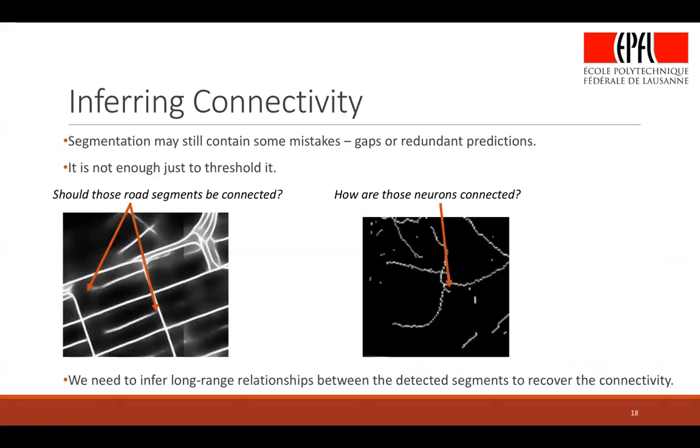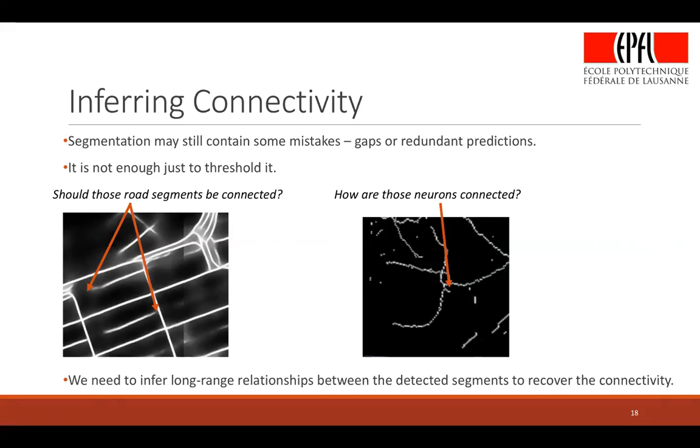So we could say, okay, we have already a segmentation, so maybe we can just threshold it at some probability value, and look at the connected components, and maybe this is enough to get the graph representation. However, this is not the optimal approach, because the segmentation sometimes is not perfect. It contains some mistakes.